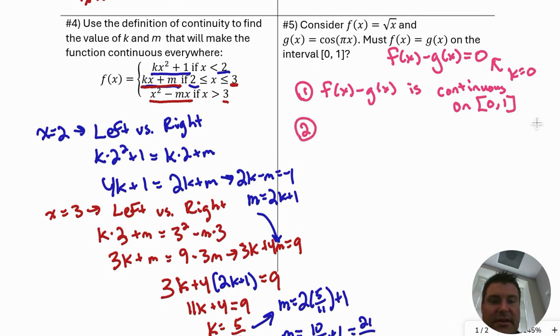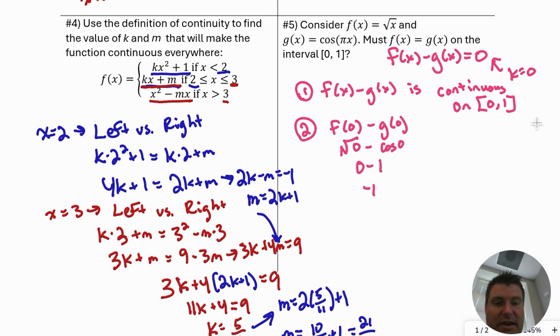Second thing here is let's find out what f of 0 minus g of 0 is. So again, we're looking at f of x minus g of x being my actual function I care about, and we're just seeing is one value negative at 0 and is the other value positive at 1. So plugging in, f of 0, by the way, is going to be root 0. G of 0 here is actually going to be cosine of 0, which is going to give me 0 minus 1, so it's going to be negative 1.